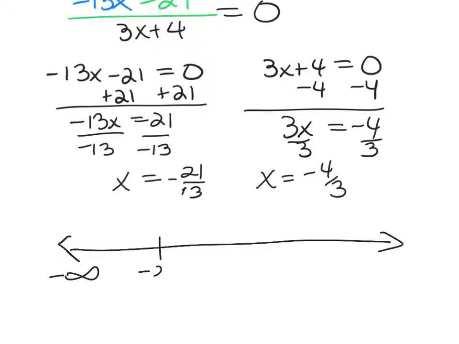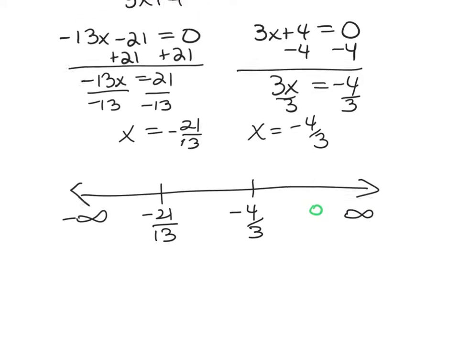-infinity. The smaller one is the -21 over 13. Then the -4/3, going to positive infinity. Again, I need to find a test point. Again, I'll look for the 0. My 0 is located over here on this far side because both of my answers were negative.